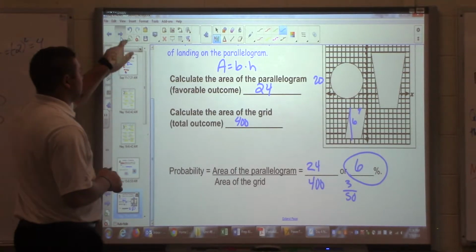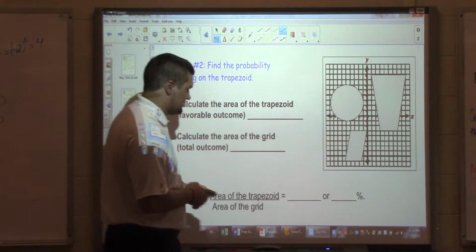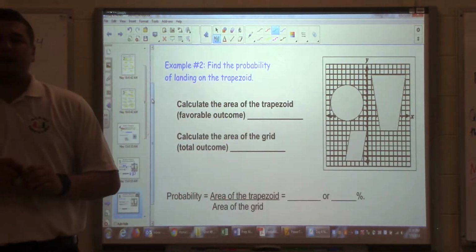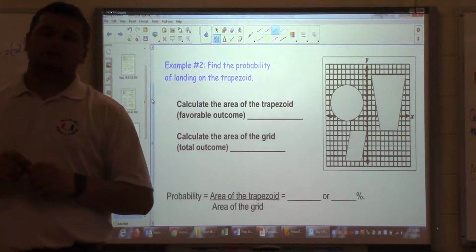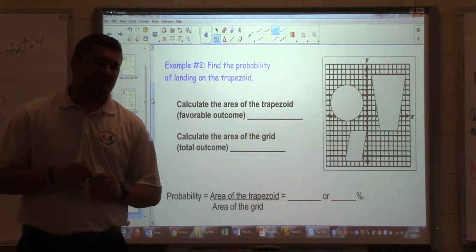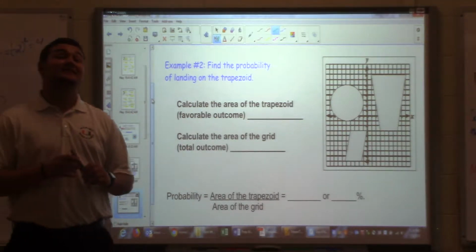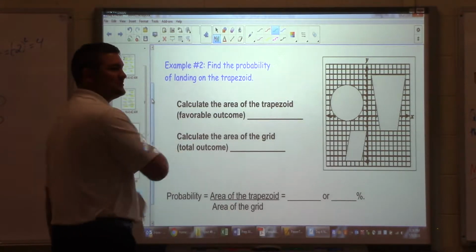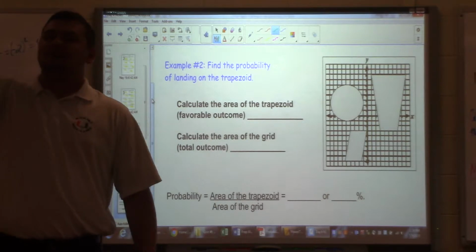Alright, next one. If you were smart, you would have been looking up the area of the trapezoid. So the trapezoid, the top right shape. How do you find the area of a trapezoid? Oh, you were so close. You were getting there. Trevin, what do you got?